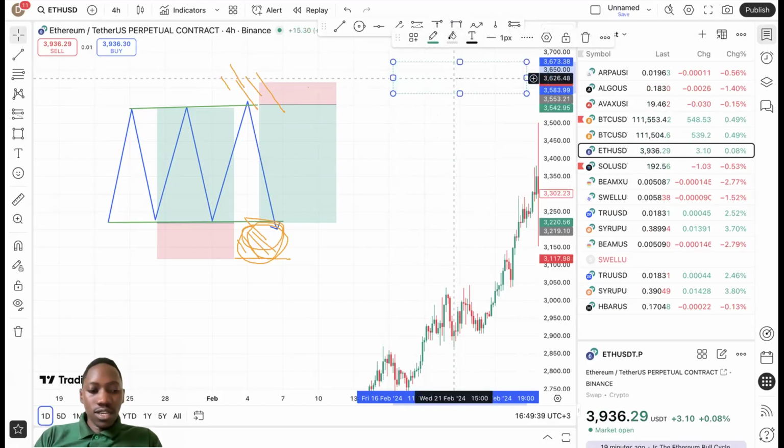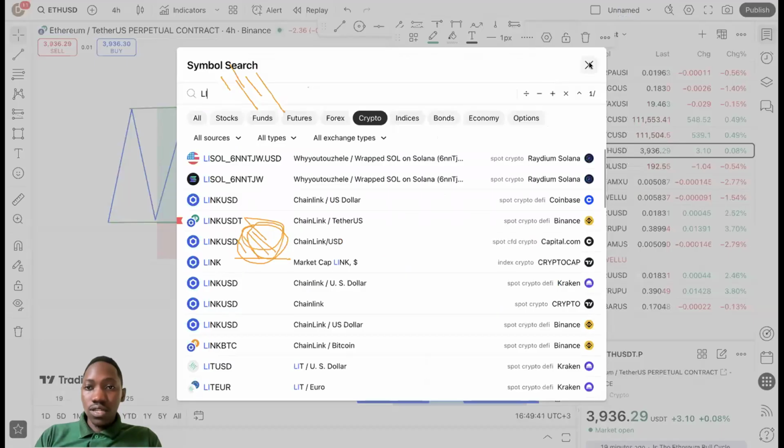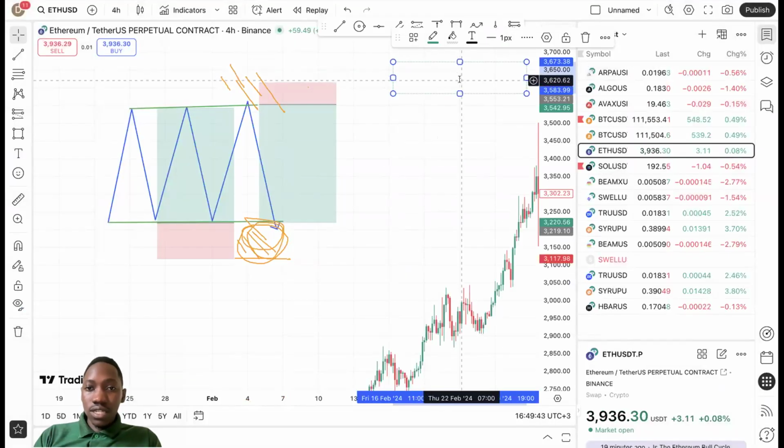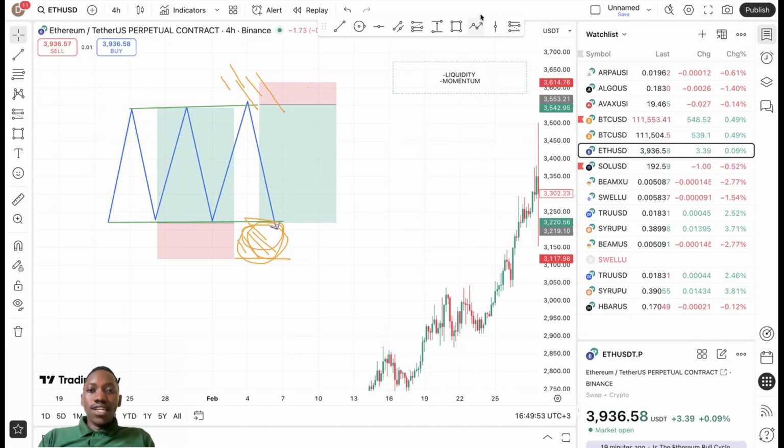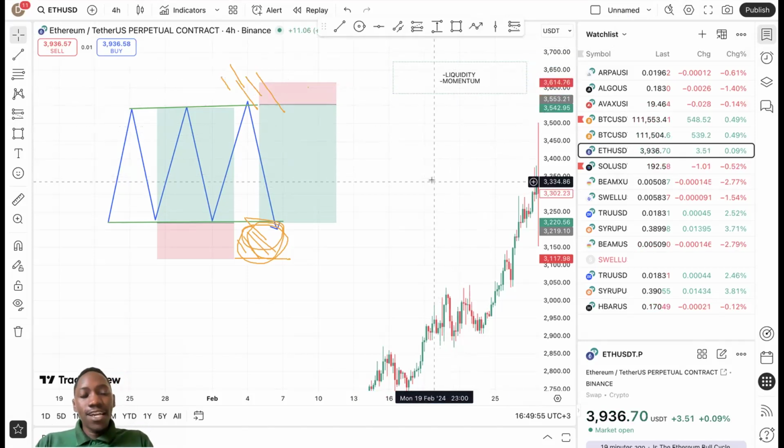Number one, the concept I'm introducing is called liquidity. Liquidity is money. The next one is momentum. When you understand these two concepts, they perfect your good trade.